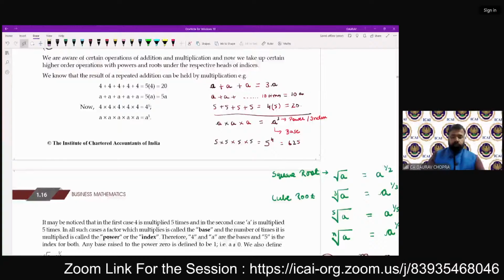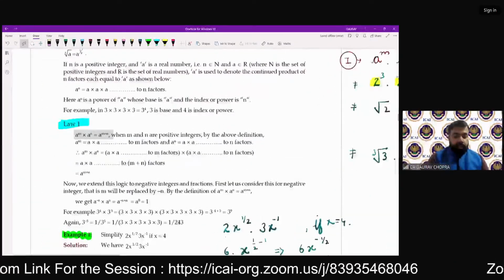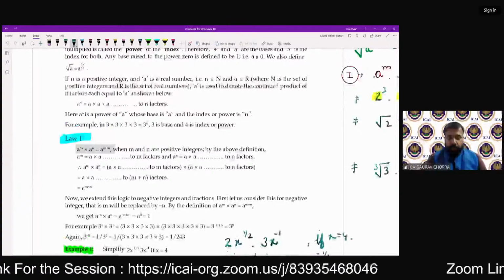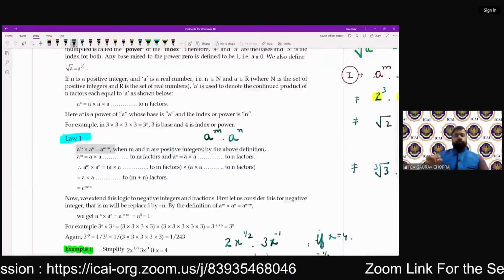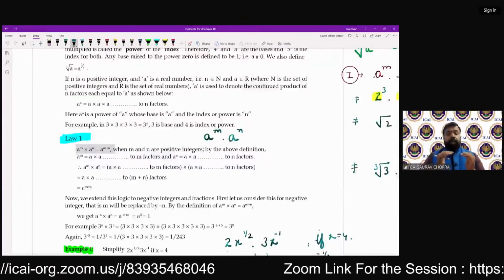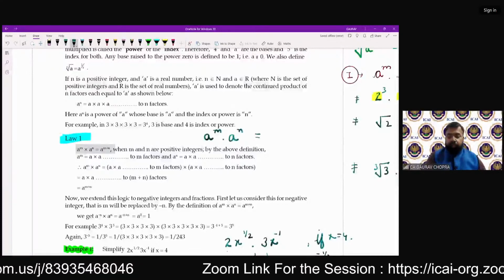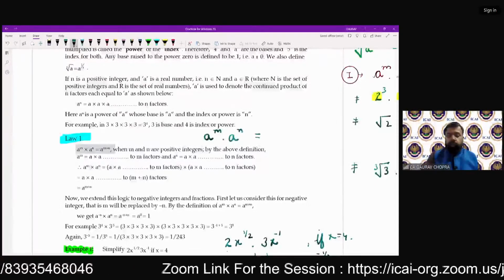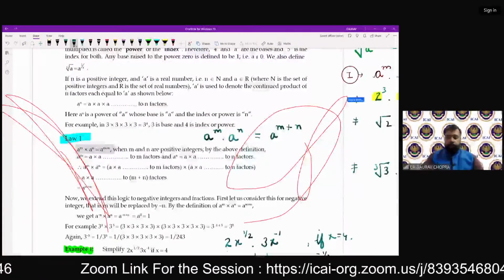Okay, so the first law of indices is regarding a to the power of m multiplied by a to the power of n. Both are being multiplied, so when the base is the same, what will you do with the powers? You will add them. So a to the power of m plus n.